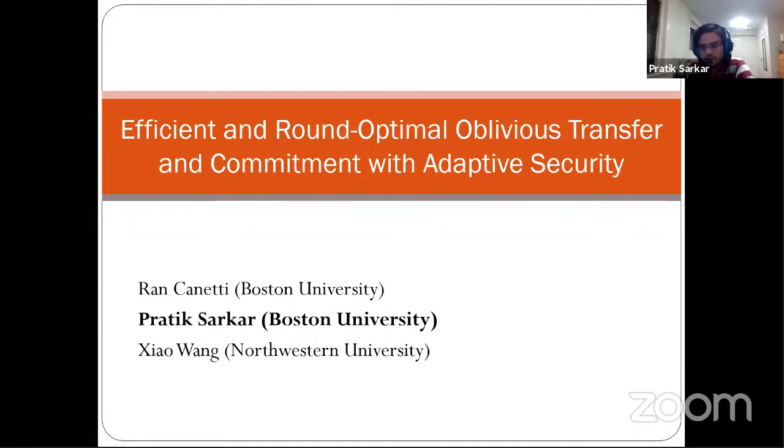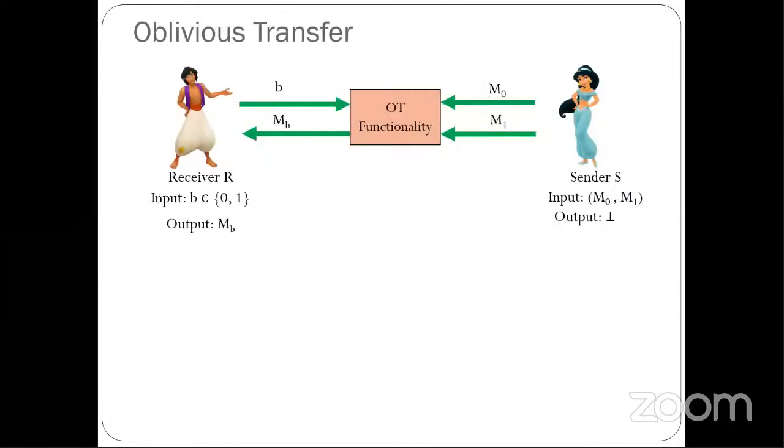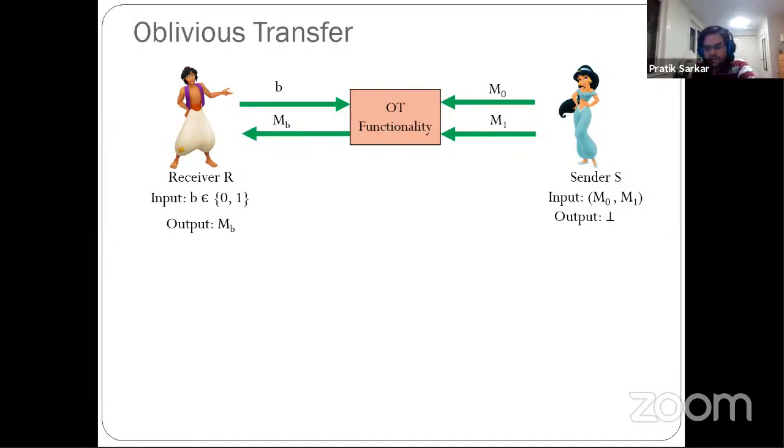Hi, my name is Pratik, and today I'll be presenting our work on efficient and round optimal oblivious transfer and commitment scheme with adaptive security. This is a joint work with Communicati from Boston University and Xiao Wang from Northwestern University. Today I'll talk about MPC primitives. Since MPC has already been defined, I will directly go into the definition of the primitives.